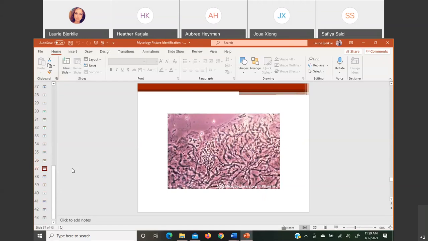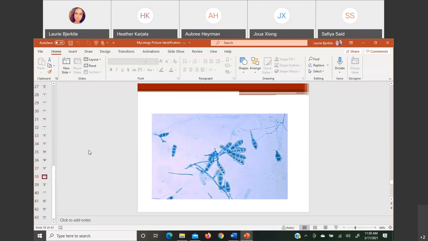All right, yes, we have our furry spaghetti again, Malassezia furfur. This one's kind of zoomed out, but there's little meatballs and then all the spaghetti. Yeah, Malassezia furfur. It's a tough one sometimes. Yep. This one is, I wish it was a little bit bigger, but yeah, Epidermophyton floccosum, the club shape.